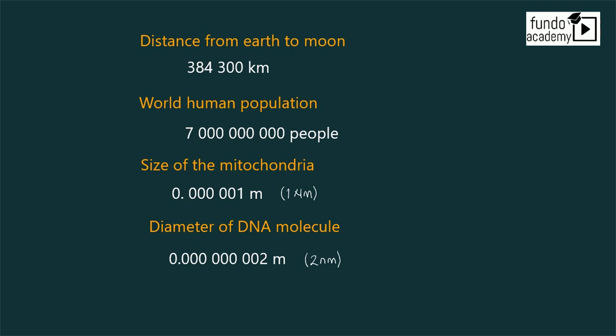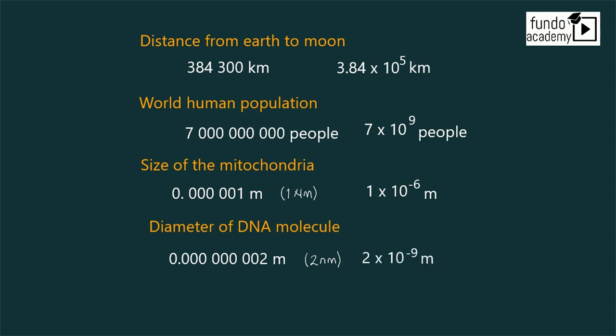So the distance from earth to moon in standard form would be 3.84 times 10 to the power of 5 kilometers. For the world human population, we'll have 7 times 10 to the power of 9 people. For the size of the mitochondria, it is approximately 1 times 10 to the power of negative 6 meters in standard form. And for the diameter of the DNA molecule, that will be 2 times 10 to the power of negative 9 meters.